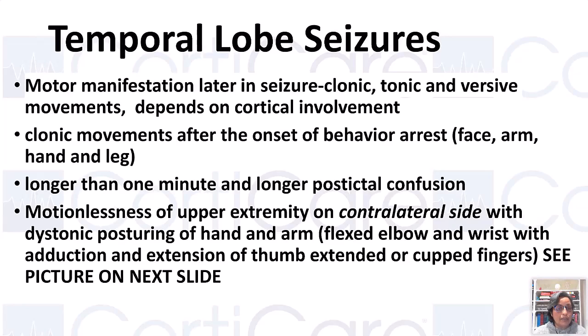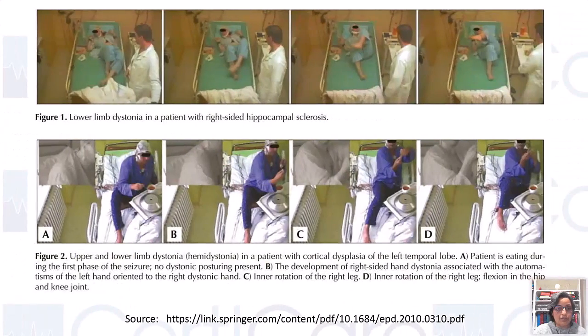Another big thing that separates these temporal lobe seizures is dystonic posturing. The dystonic limb is on the contralateral side to where the seizure is originating from. I'm going to show you a picture here. Dystonic posturing of the hand and arm, or even of the leg and foot, is seen. There are two cases here. In the top one, the patient has lower limb dystonia. The patient is diagnosed with right-sided hippocampal sclerosis, and you see there is left lower limb dystonia.